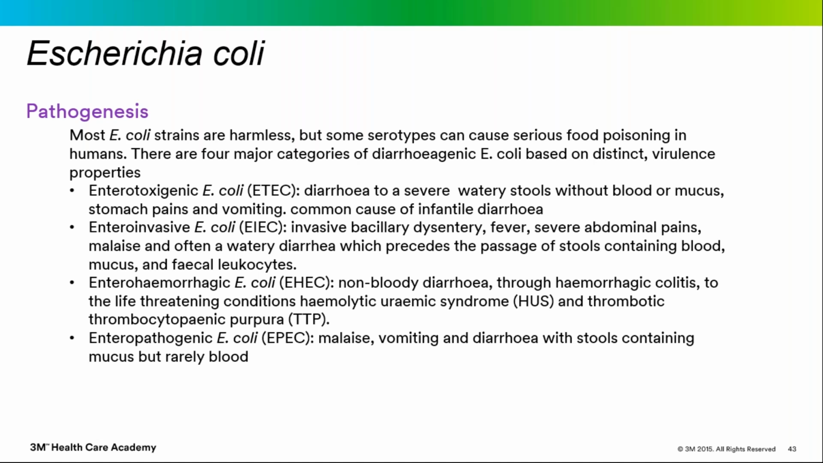The third one is EHEC, with symptoms ranging from non-bloody diarrhea through hemorrhagic colitis to the life-threatening conditions hemolytic uremic syndrome, which is HUS, and thrombocytopenic purpura, which is TTP. The last one is EPEC. The symptoms are malaise, vomiting and diarrhea with stools containing mucus but rarely blood.